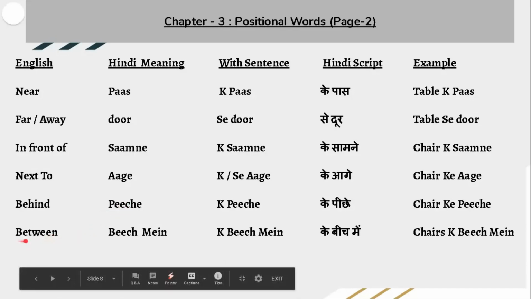Next, between. Between is called बीच में. The standard form is के बीच में. In most of the positional words we have to use के except दूर. In दूर we have to use से. के बीच में. So chairs के बीच में, tables के बीच में.